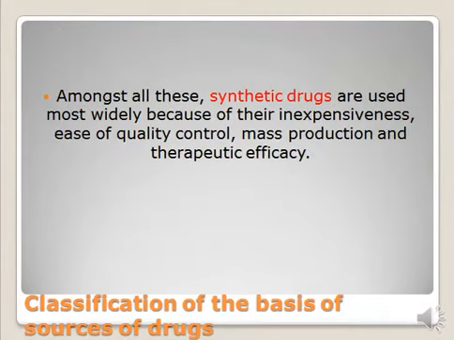Among all of these, the synthetic drugs are used widely. And why? Because they are very inexpensive. It is easy to control their quality because it's in our hands. We are preparing them ourselves, so it's easy to control their quality, and we can produce them in larger quantities. So we can carry out their mass production, with therapeutic efficacy. Since this is all in our hands, it is a much cheaper method, and medicinal chemists mostly focus on the use or designing of synthetic drugs.